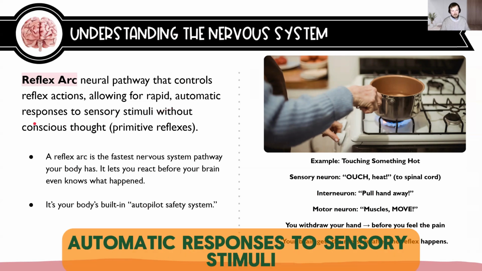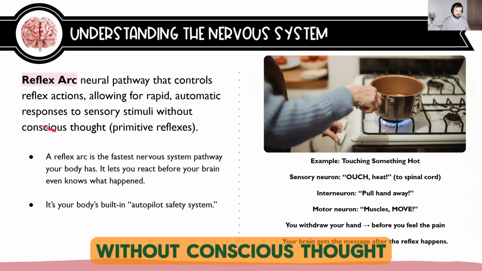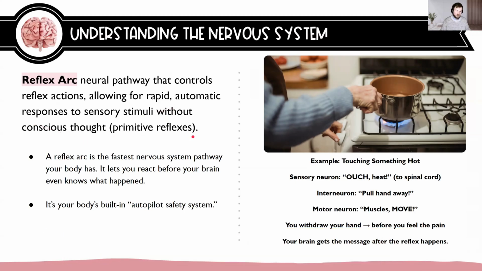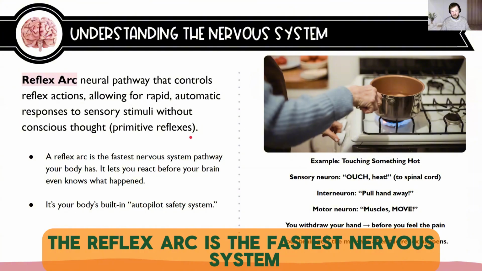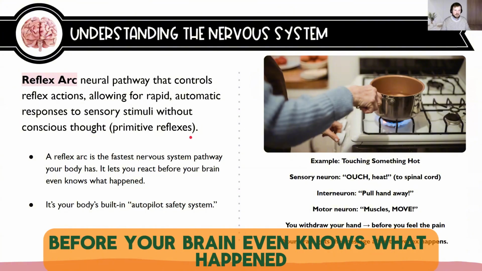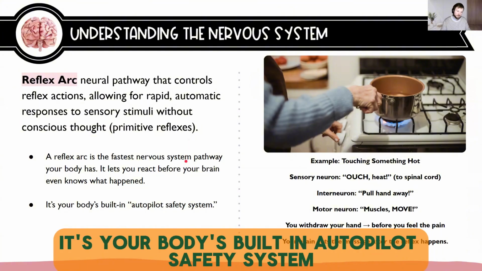Rapid automatic responses to sensory stimuli without conscious thought. It's our primitive reflexes. The reflex arc is the fastest nervous system pathway your body has, and it lets you react before your brain even knows what happened. It's your body's built-in autopilot safety system, right?